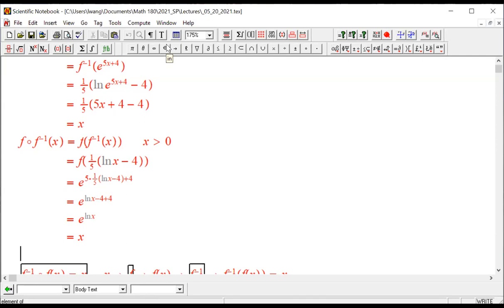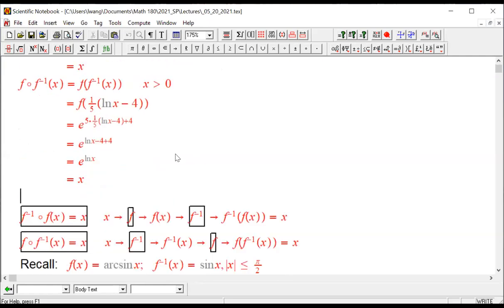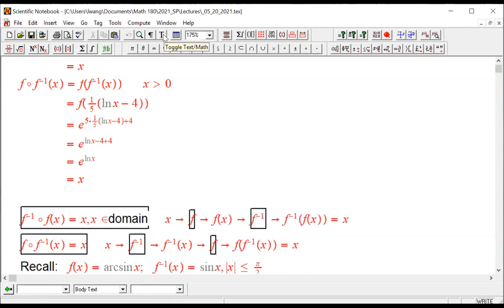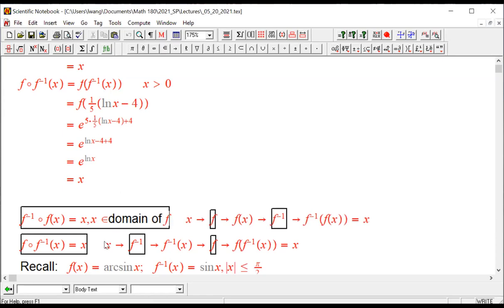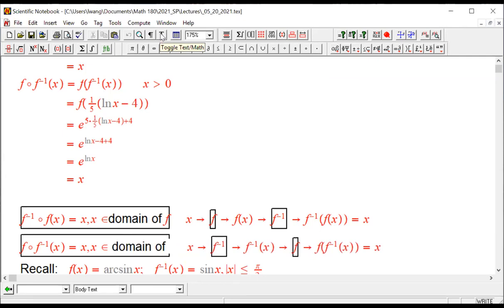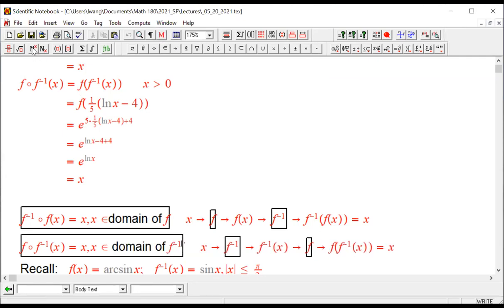So all pairs of inverse functions must satisfy the domain and range. One's domain is the other's range, and vice versa, and also these two properties. And then of course, I should specify this guy is in the domain of F, and X is in the domain of F inverse, just to make it more specific.